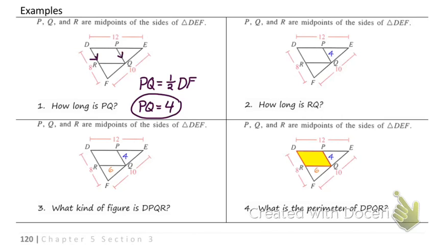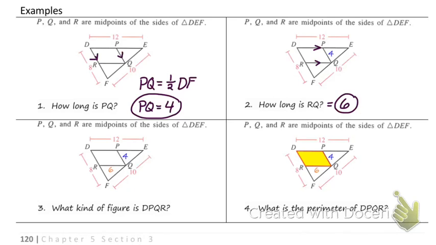How long is RQ? Yeah, Stephen. 6. It is going to be 6. Are you sure? Yes. So RQ is this line, which is parallel to this line. It does connect the midpoints, so it's got to be half of 12, so RQ has to equal 6. Yep, that is correct. So that's 6. That's 4.